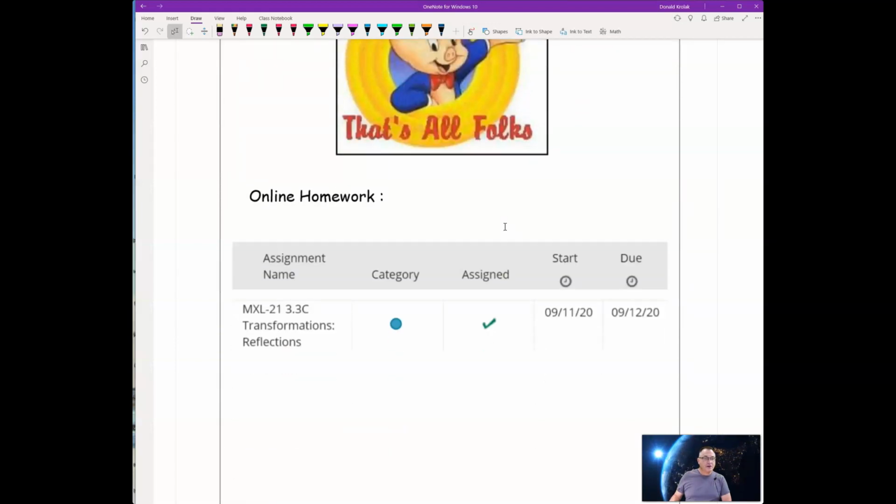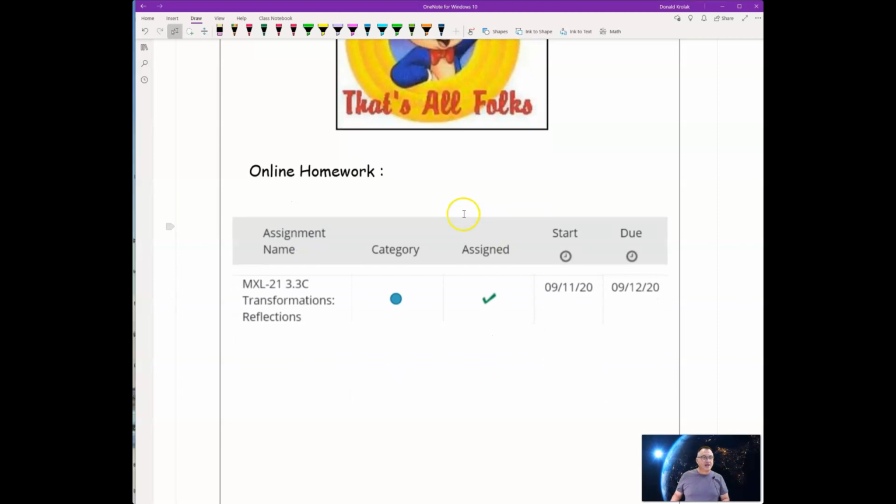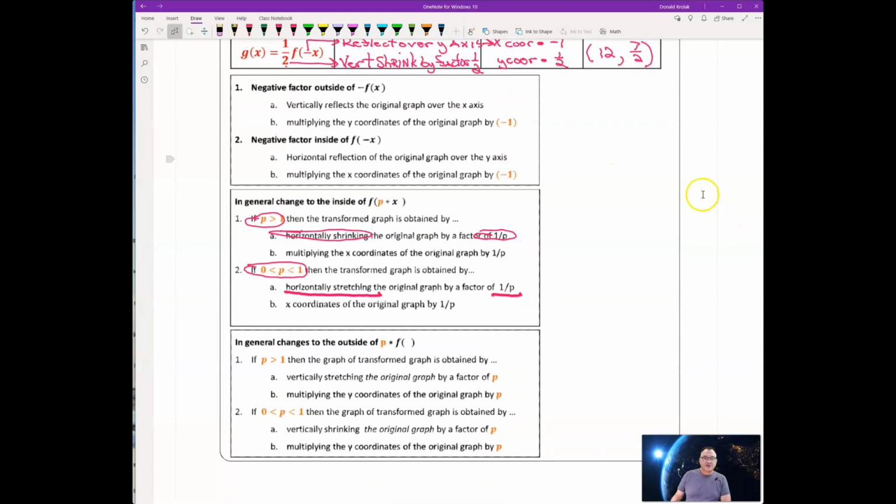So for today, this will be our last assignment. It is Math Excel 21, transformations.